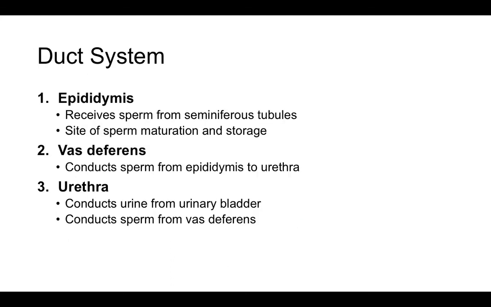So the duct system includes 3 major parts. We have the epididymis, the vas deferens, and the urethra. The epididymis brings the sperm from the seminiferous tubules. This is where the sperm are stored as well as when they mature. The vas deferens is simply a conducting vessel. It moves the sperm from the epididymis to the urethra. And the urethra is what, in a male, conducts both urine and sperm out of the male body.